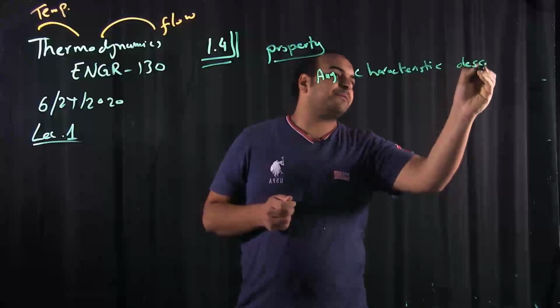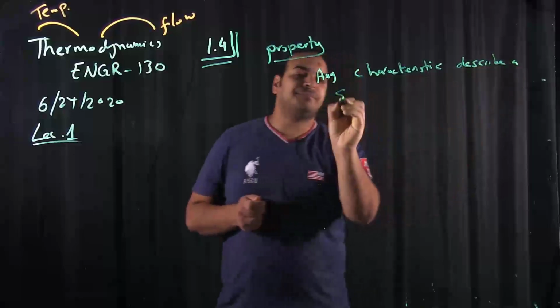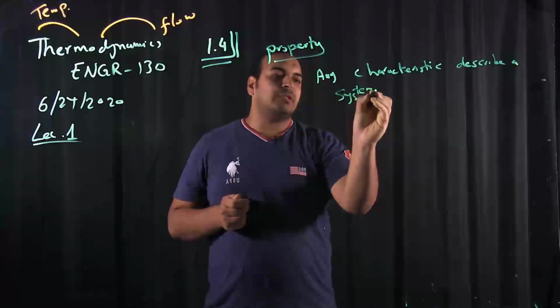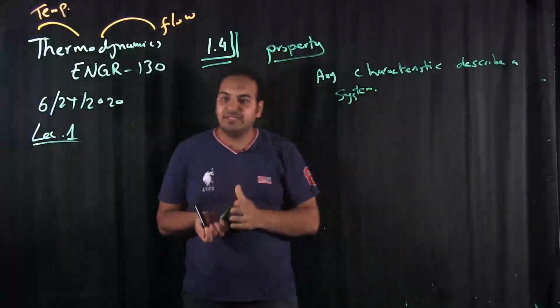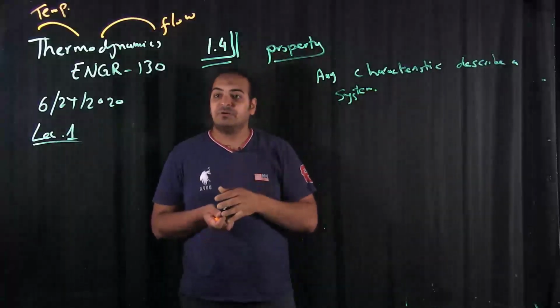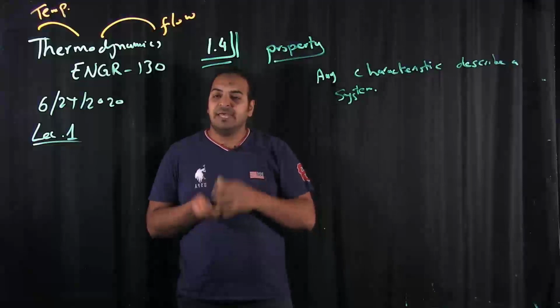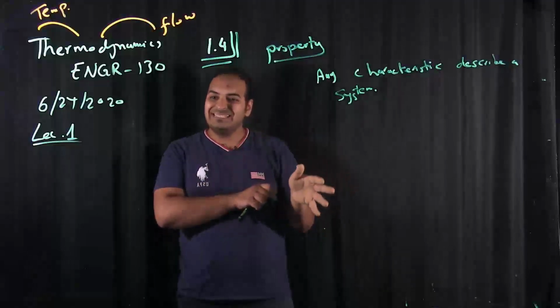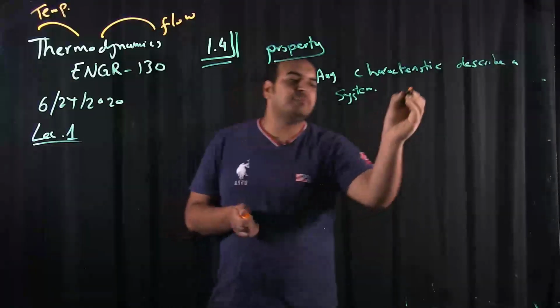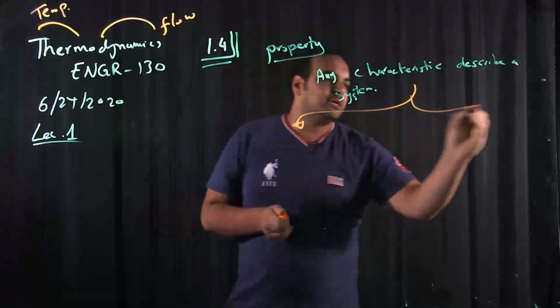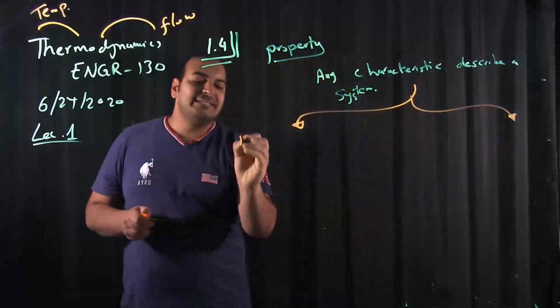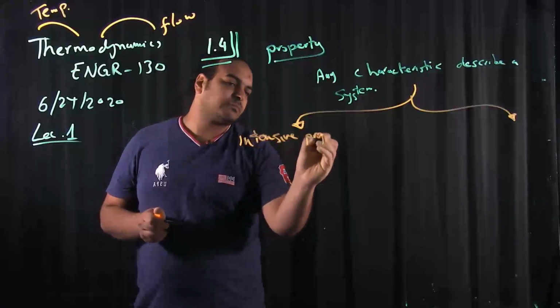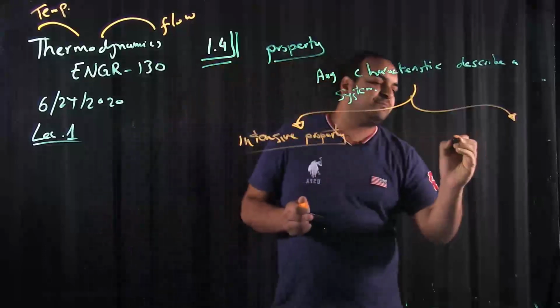Properties describe a system, like mass, volume, energy, temperature, pressure, specific volume. Anything that describes a system is a property. We have two types of properties in our thermodynamics class: intensive property and extensive property.